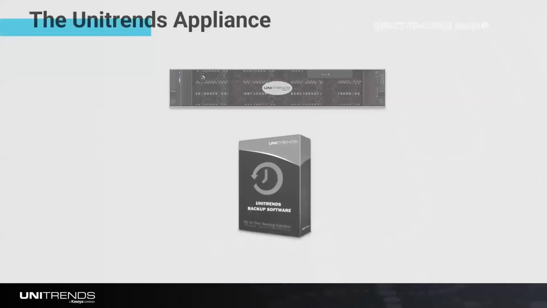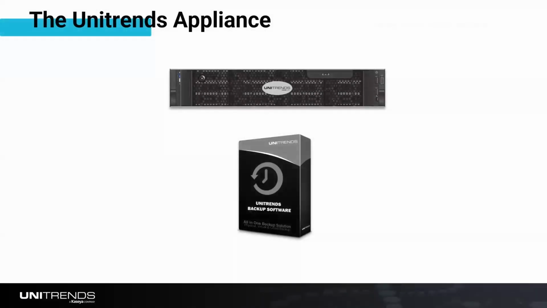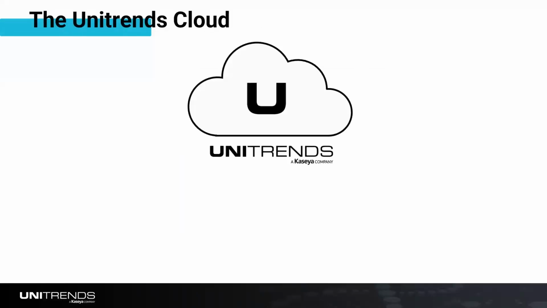This is Unitrends. Unitrends is an all-in-one backup appliance that allows you to protect your local data. We use a physical Recovery Series appliance or a virtual Unitrends Backup appliance to protect that data and then replicate it. You can replicate it to another site or you can replicate it to the Unitrends cloud. The Unitrends cloud is a private, purpose-built cloud that provides DR services for you and your data.